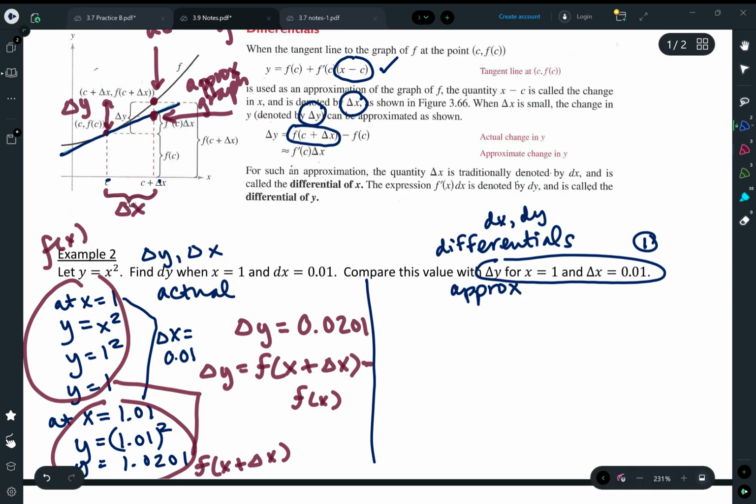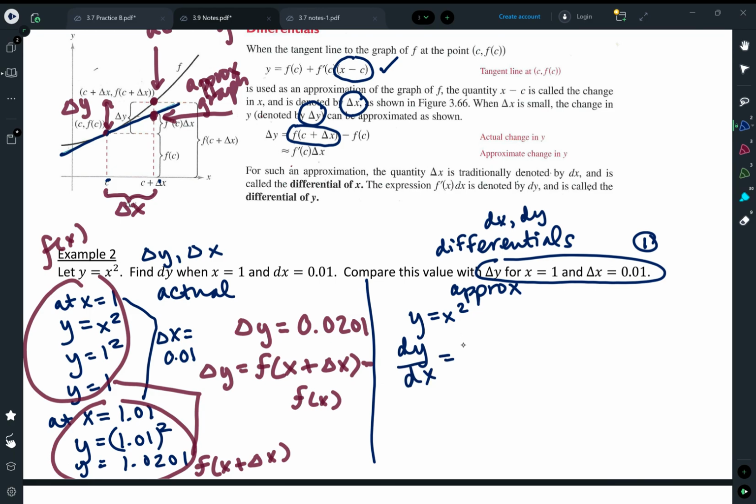So to do our approximation using the differentials, I'm going to take y equals x squared and first take a derivative. The derivative of y would be dy dx. The derivative of x squared is 2x. And then if we multiplied both sides by dx, we would have dy equals 2x dx. Okay, and then I'm going to say that my dx is basically like a delta x. So whatever I used for delta x, I'm going to also use for dx. Again, I think it makes more sense to do the actual first and then the approximation.